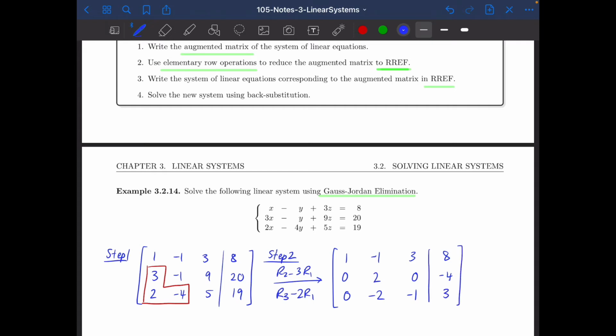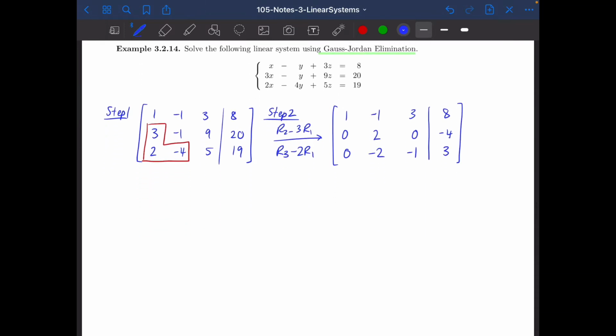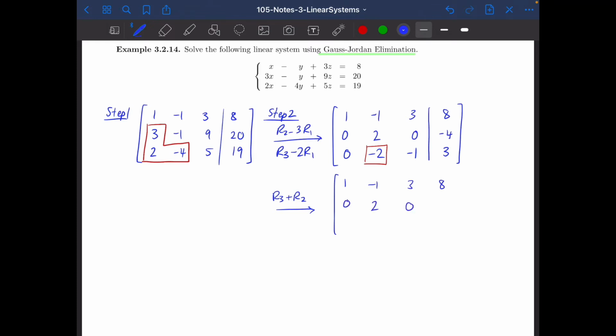Now this matrix is not yet in row echelon form, and so we need to perform more elementary row operations. We would like to have a 0 in the position of this minus 2, and so we can use the elementary row operation row 3 plus row 2 to make that happen. So we're going to get 1, minus 1, 3, 8 in the first row. That first row hasn't changed. The second row does not change either, 0, 2, 0, minus 4. And then in the third row, we have 0 plus 0, which is 0, minus 2 plus 2, that is 0, minus 1 plus 0, that's minus 1, and 3 plus minus 4, that is minus 1 as well.